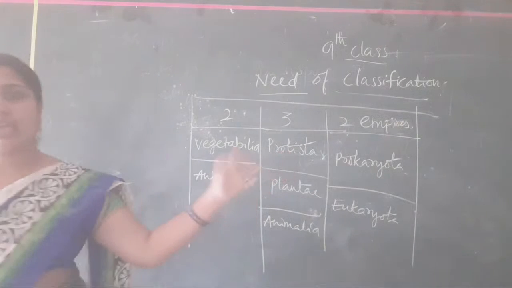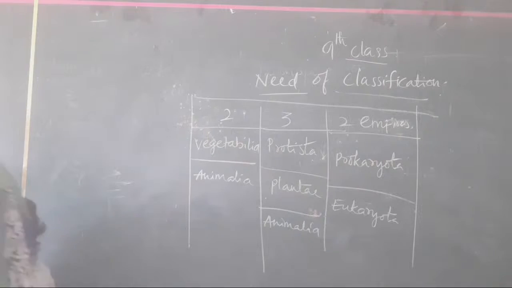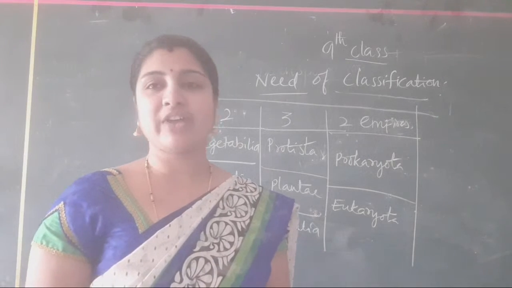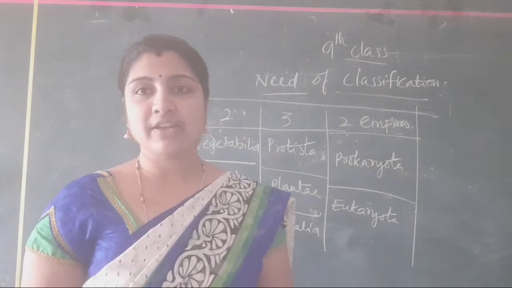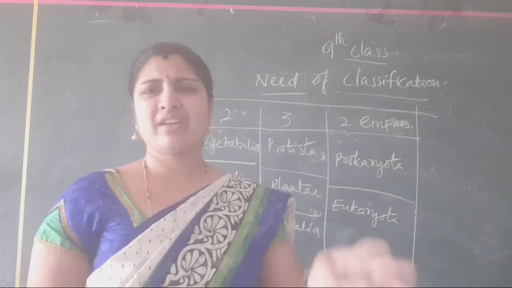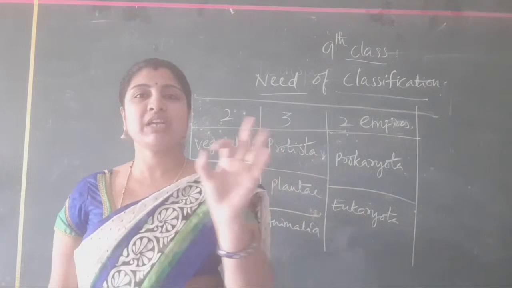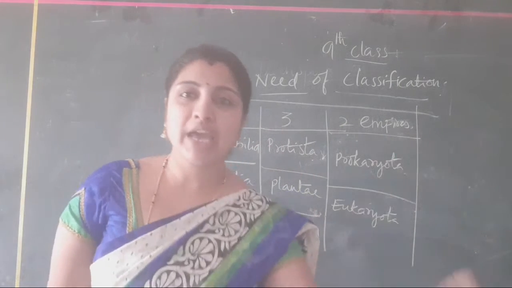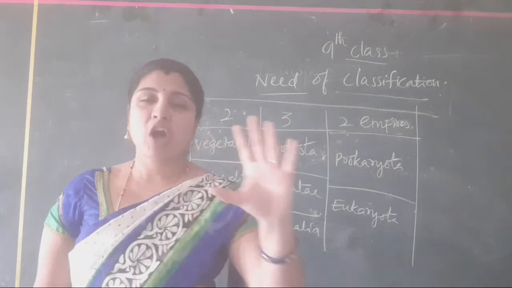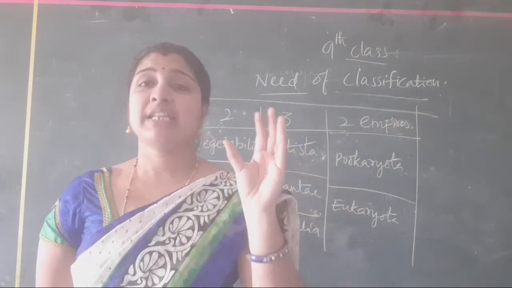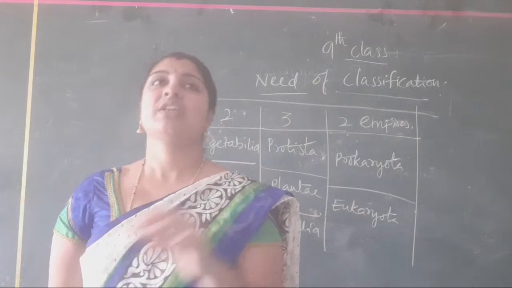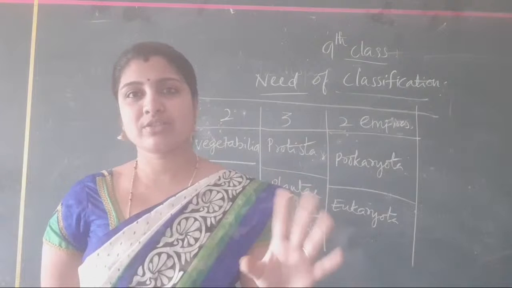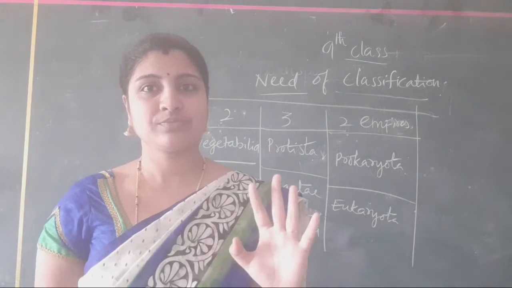Okay, and in the next year, 1925, Chatton, what did he do? Only we will divide the whole living organism based on nucleus: prokaryotes and eukaryotes. If the organisms have a distinct nucleus, eukaryotes. If there is no nuclear membrane around the nucleus, prokaryotes. He divided like that.